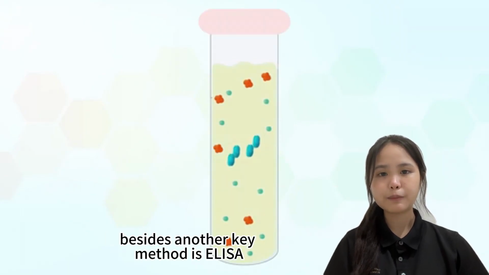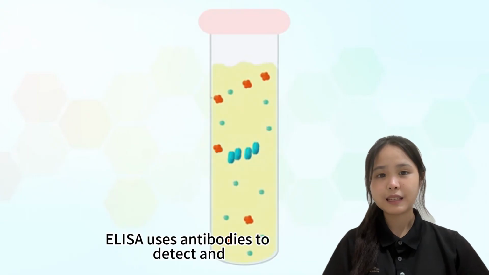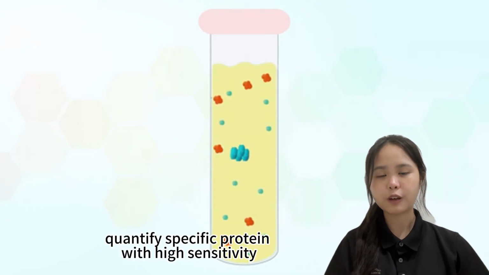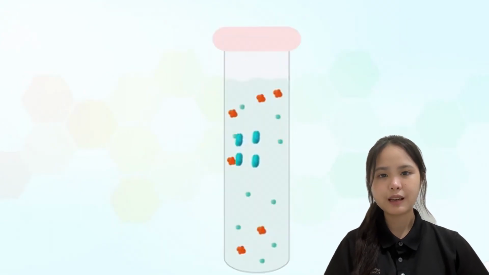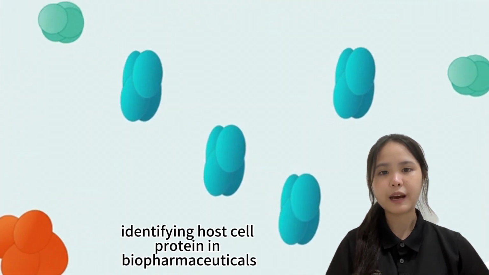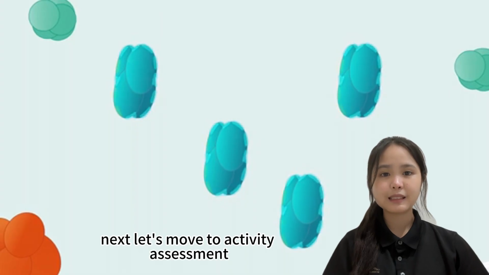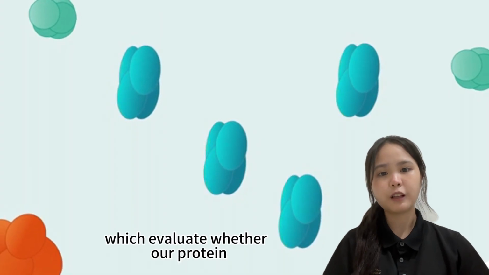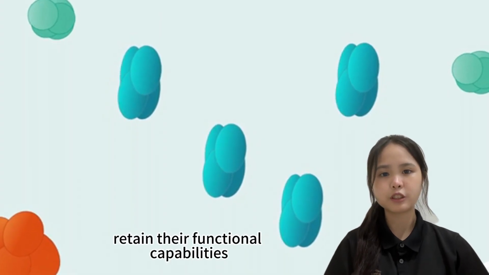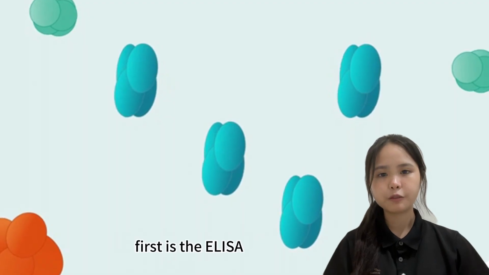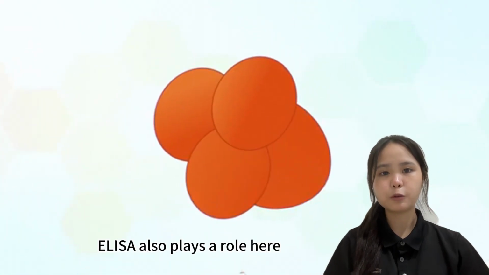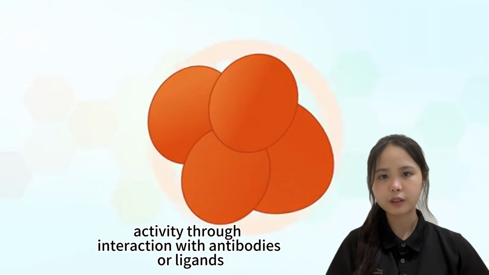Besides, another key method is ELISA. ELISA uses antibodies to detect and quantify specific protein with high sensitivity. This technique is especially useful for identifying host cell protein in biopharmaceuticals. Next, let's move to activity assessment, which evaluates whether our protein retains its functional capability. First is ELISA. ELISA also plays a role here by measuring protein activity through interaction with antibodies or ligands.